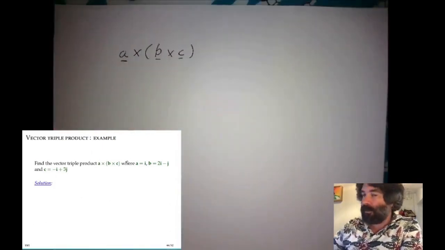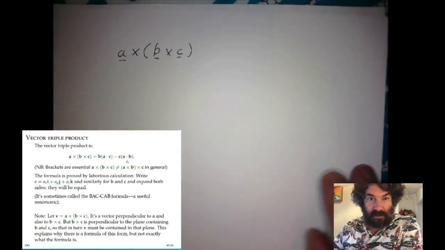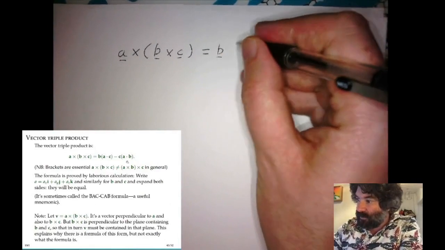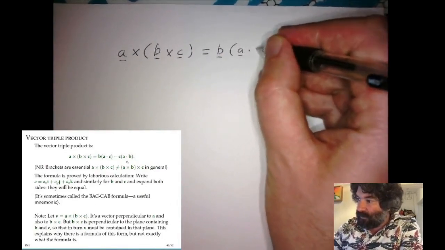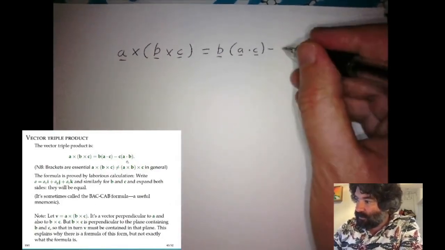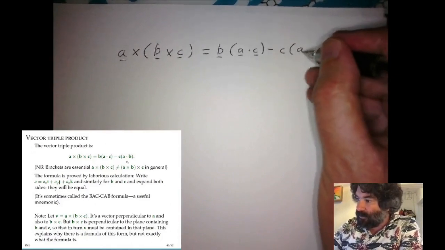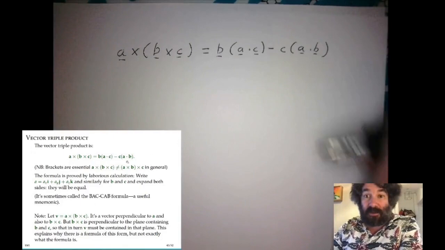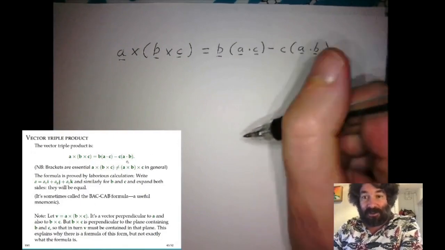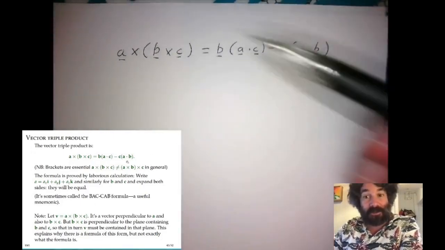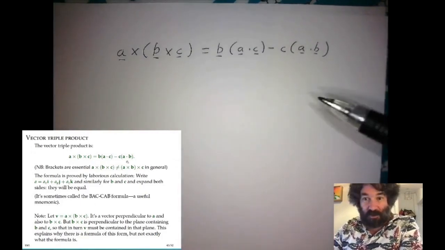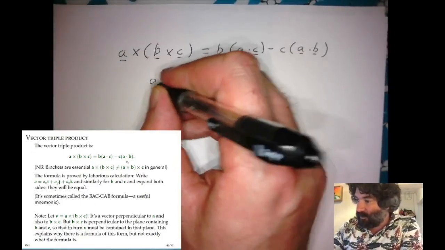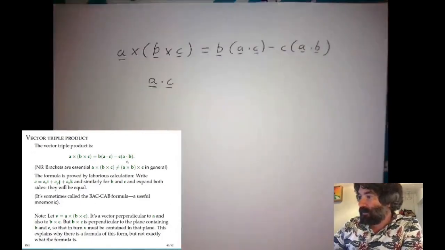Well, we use the formula from the previous slide, the back-cab formula. This is B times the dot product of A with C, minus C times the dot product of A with B. And so what we need to compute are the two dot products. And you can see this is a lot easier than computing a cross product twice, which is a more difficult computation. And so let's compute these dot products.